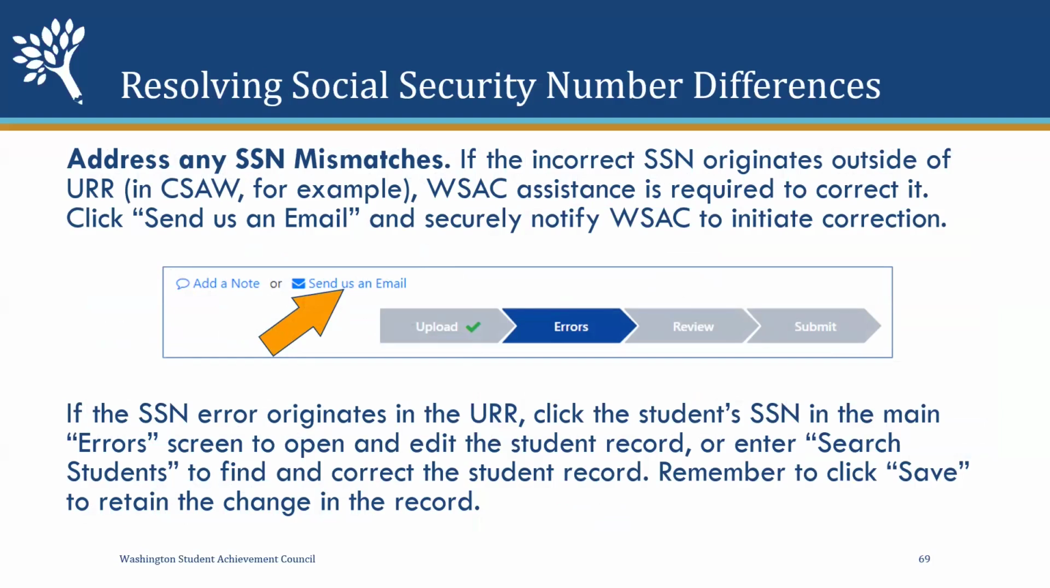Now, in terms of resolving Social Security number differences, there are a couple of different ways that they are addressed, and they all depend on where that Social Security number error originates. If it originates in the unit record, which is noted here, you can correct that Social Security number directly in that unit record. You go to that main error screen and you open and edit that record. The Social Security number appears on that details page. And so go ahead and make that correction there and save it. And if you need to, you can actually use that search students function in order to find that record and correct it from their details page.